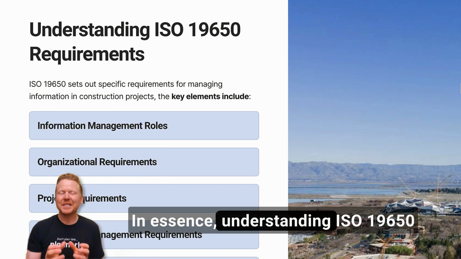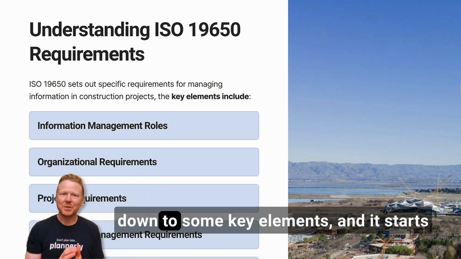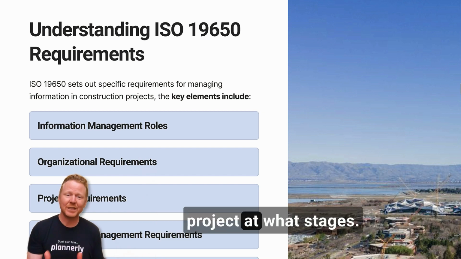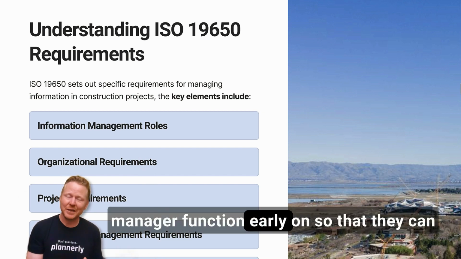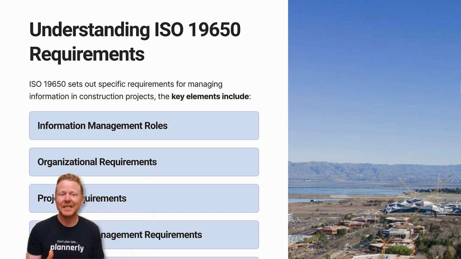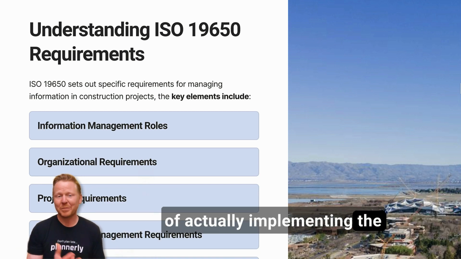In essence, understanding ISO 19650 requirements, you really have to boil it down to some key elements. And it starts with establishing the roles and responsibilities, who's involved in the project at what stages. So, for example, assigning an information manager function early on so that they can start to put processes in place and understand the team's capability and go through the workflow of actually implementing the process.